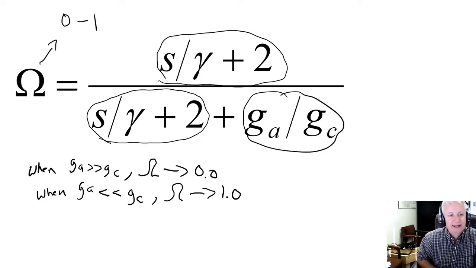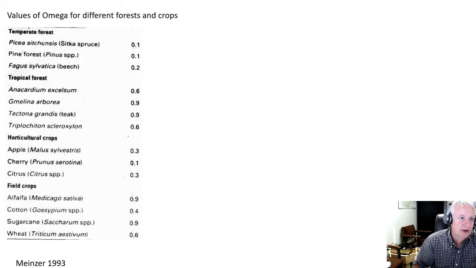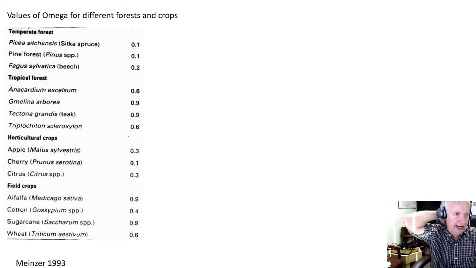It's an index. And at those two different extremes, it expresses the two extremes of relative control of the boundary layer term. So basically that boundary layer resistance caused by laminar air versus canopy conductance, which is roughly stomatal conductance control, and the interaction between those two, or the relative control of those two. So here are some examples of omega on average for a number of different forests and crops.